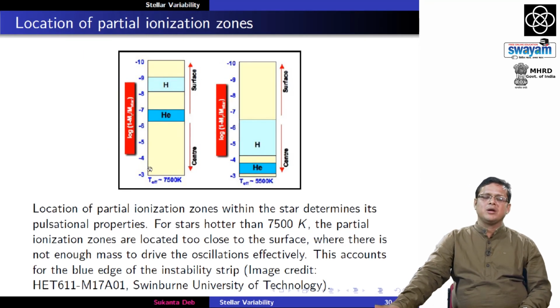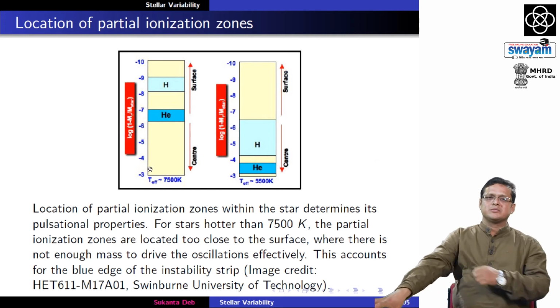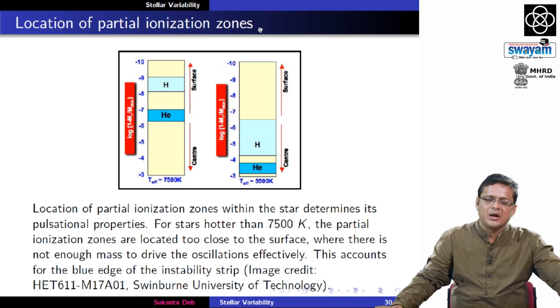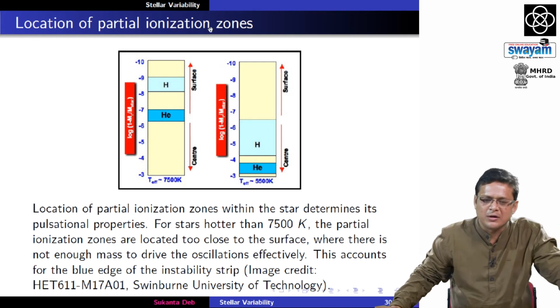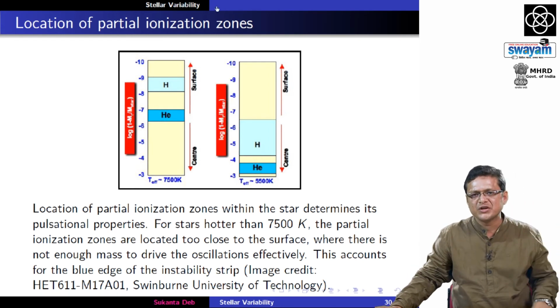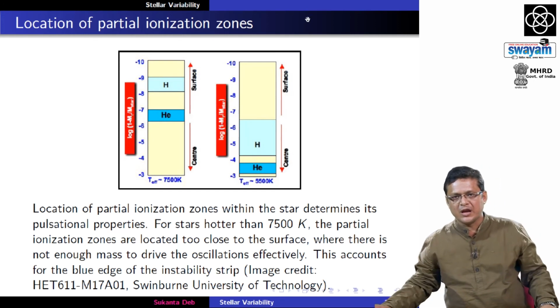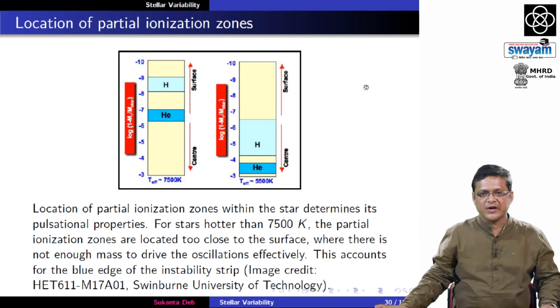Now, very importantly, the location of partial ionization zones. Partial ionization zones are also known as Zhevakin zones, named after the Russian scientist S. Zhevakin.